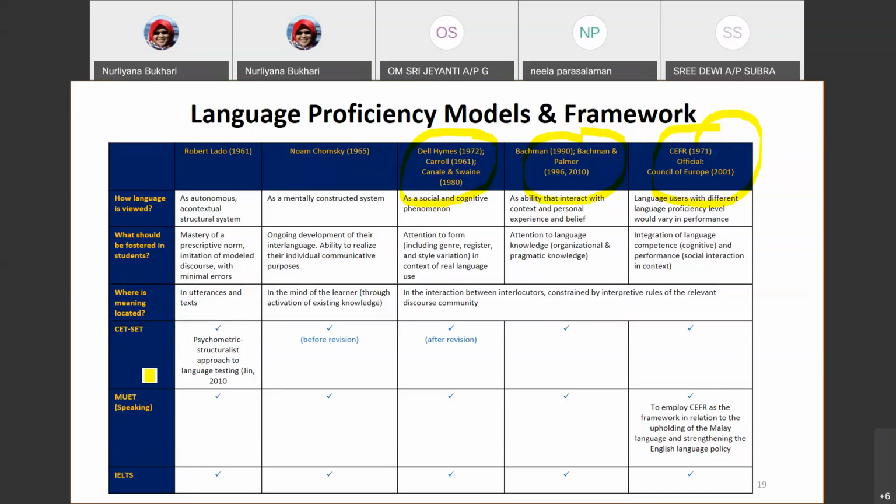And I also chose to look at different tests. This is the Chinese CET-SET, I think, the Chinese English test for speaking. And then I'm comparing the Chinese speaking test to MUET and IELTS. And I'm ticking everything based on my perspective as a graduate student. So we come up with this whole idea.